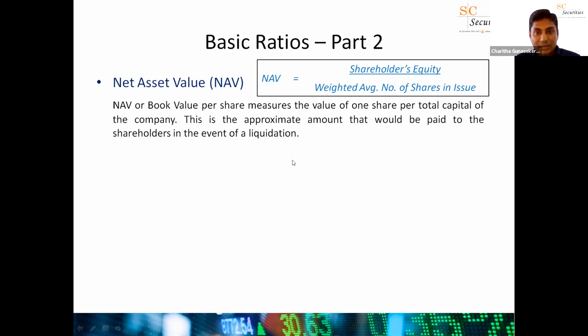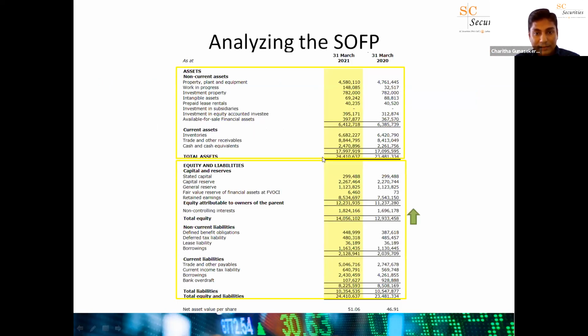Let's go back to the balance sheet. So in this company, the total net assets are what? 24.4 billion, that is this figure, minus the total liability figure, 10 billion. So 24 billion minus 10 billion, 14 billion is your net assets. So that can be directly read as the equity figure in the balance sheet, right? This is the net assets of this company.